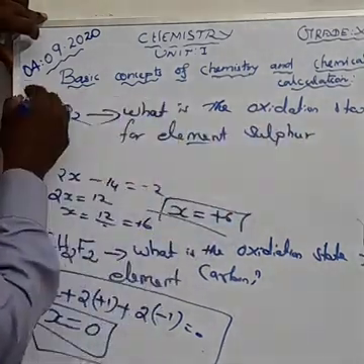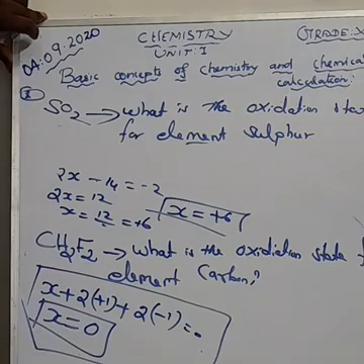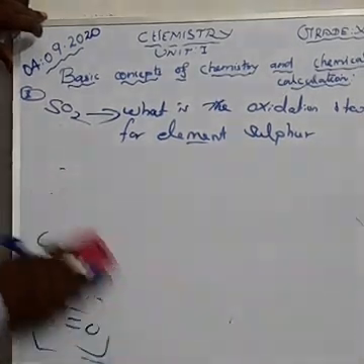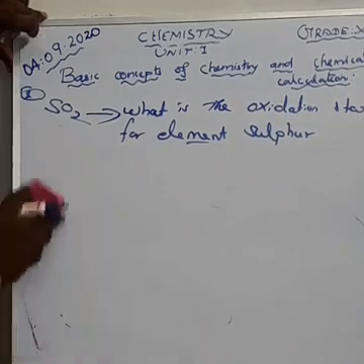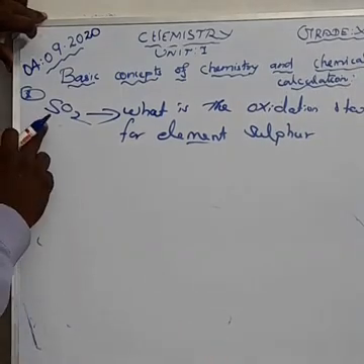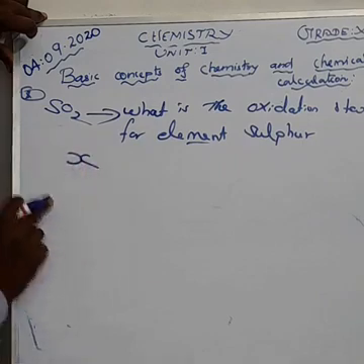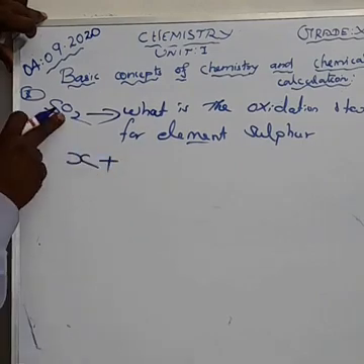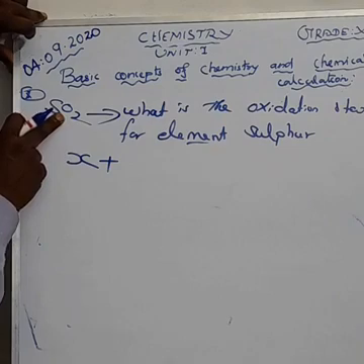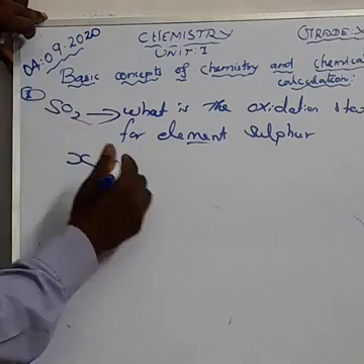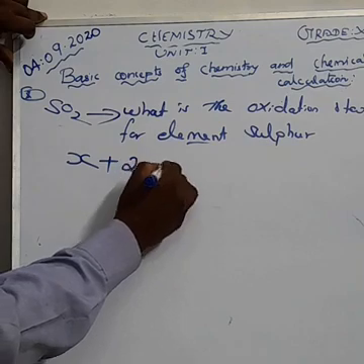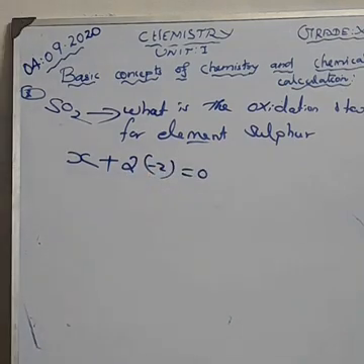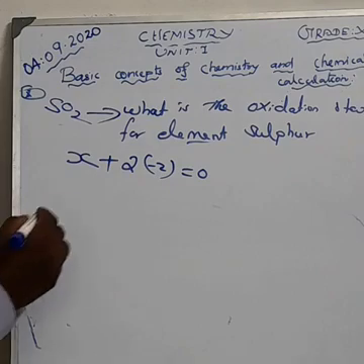Okay, this is important. Which one do you need to find out? Sulfur. Okay, sulfur is taken as X. Am I right? X plus oxygen, which I already told you is -2. How much oxygen is there? 2 oxygen. So 2 into -2 equal to 0. This is the formula. Am I right?